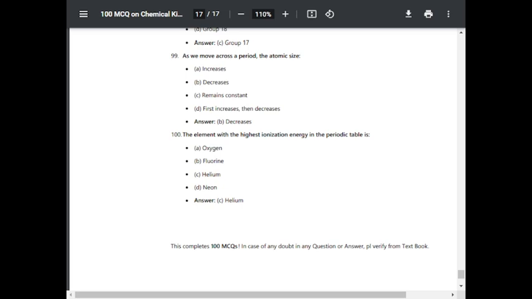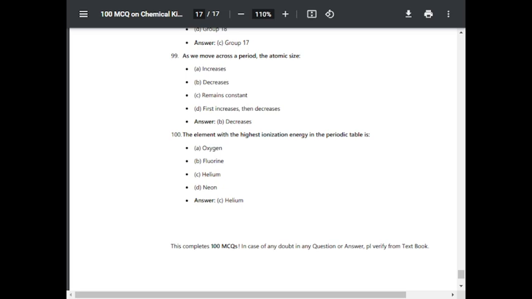Question number 100. The element with the highest ionization energy in the periodic table is option A oxygen, option B fluorine, option C helium, option D neon. The correct answer is C, helium. The element with the highest ionization energy in the periodic table is helium.